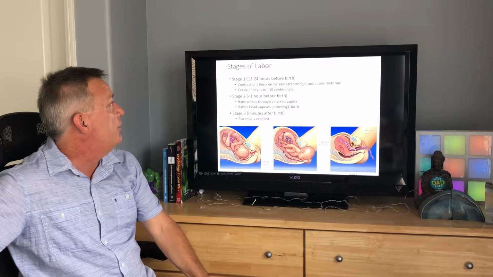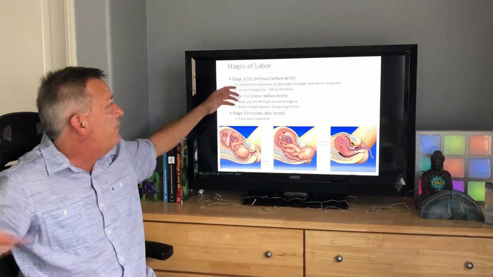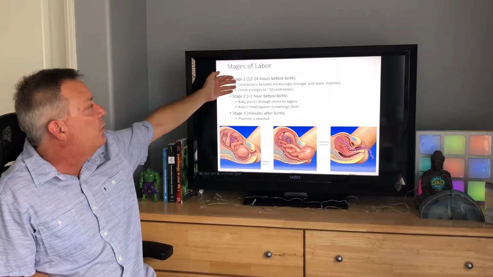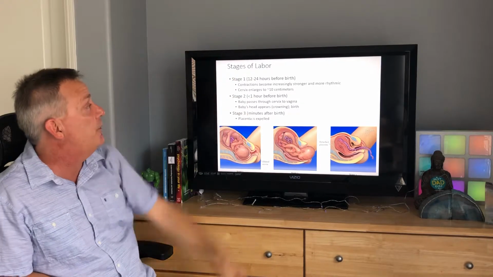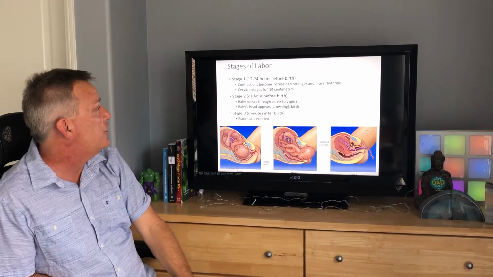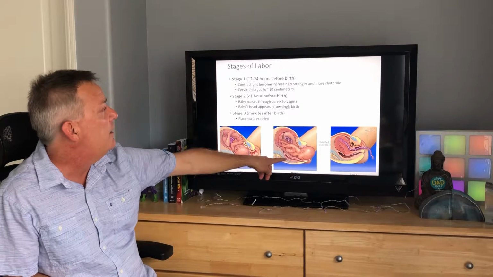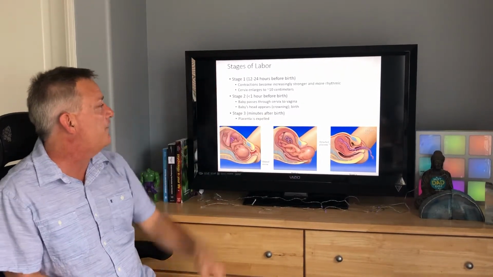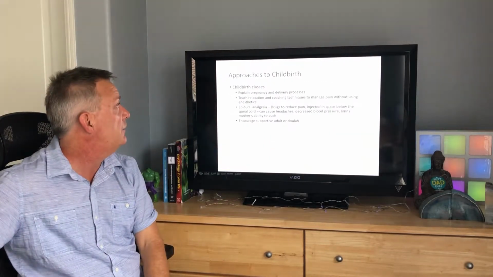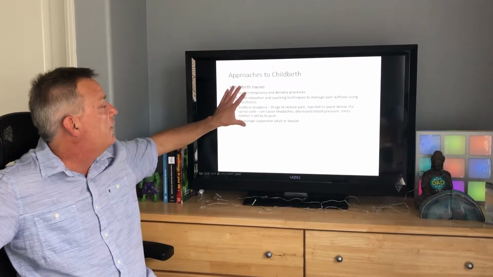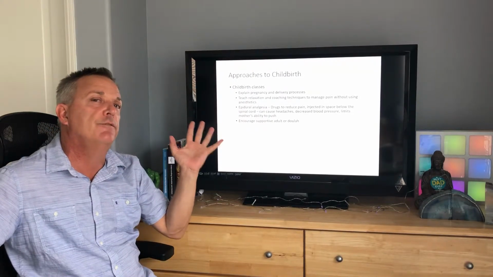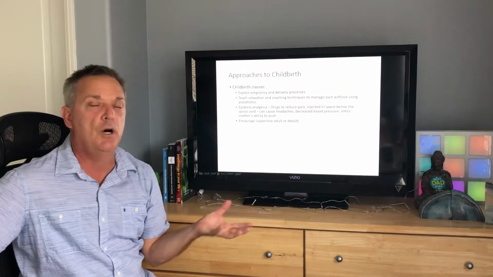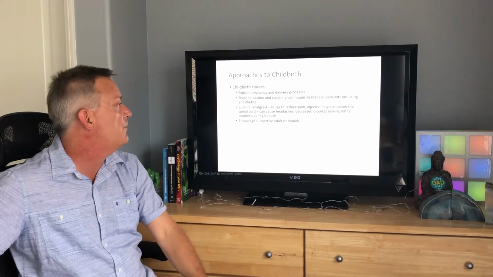And the stages of labor, which are really just great and fascinating and fun. Stage 1, contractions become increasingly stronger and more rhythmic. Cervix enlarges to about 10 centimeters. Stage 2, the baby passes through the cervix to the vagina. Baby's head appears, that's called crowning, and the baby's born. And then stage 3, minutes after birth, the placenta is expelled. Just really important things to highlight in terms of your chapter about the childbirth classes and how they can really prepare a family and a mom for the experience of childbirth.